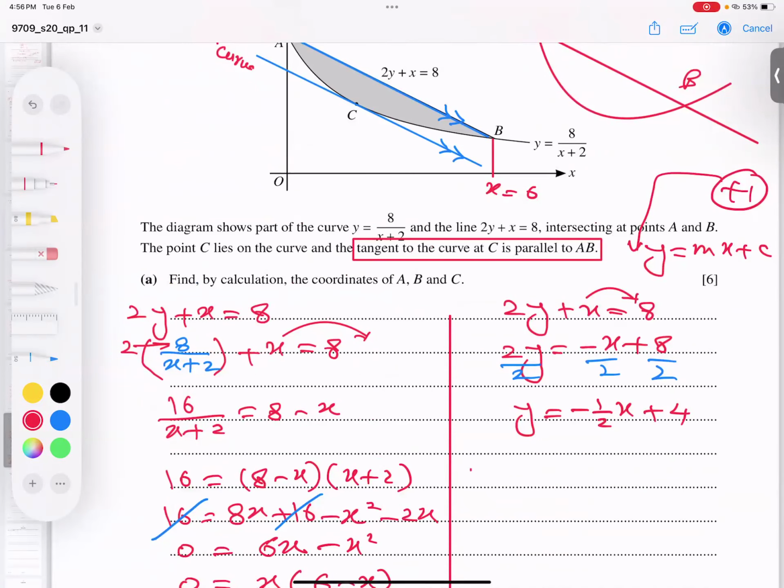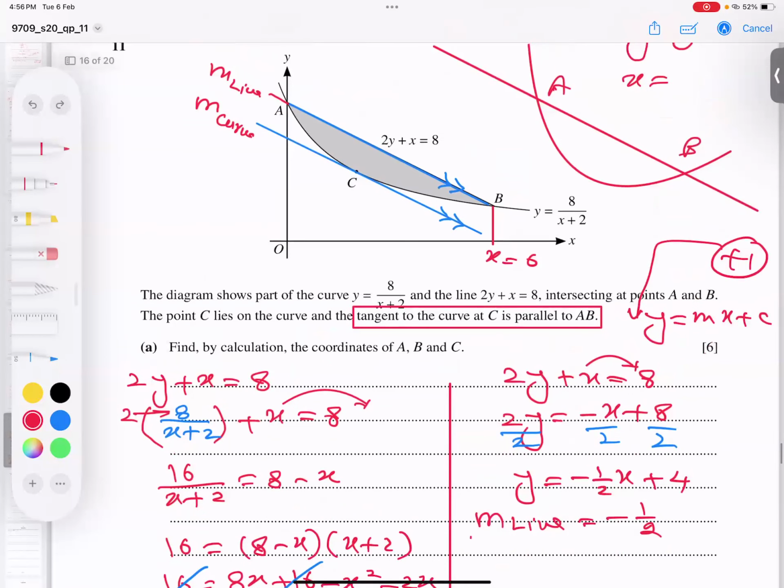So what is the gradient of the line? The gradient of the line is becoming very simple, negative half. This is called the gradient of the line. I think this part is okay. Now, students, what is the basic criteria? Because the tangent and the line are parallel to each other, both gradients are equal to each other. And for your knowledge, the gradient of the curve is also called the derivative, dy over dx.